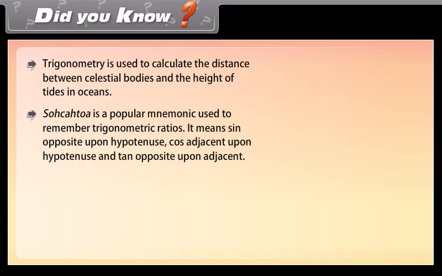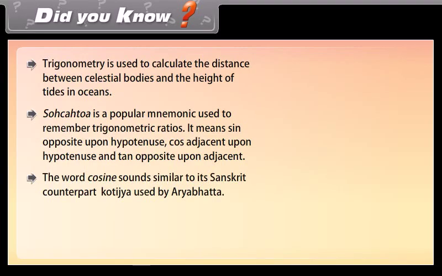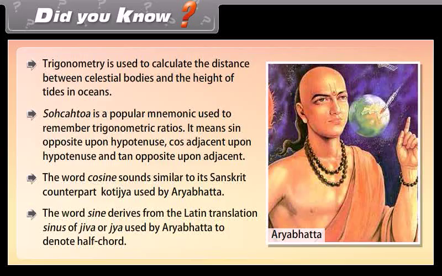Is a popular mnemonic used to remember trigonometric ratios. It means sine opposite upon hypotenuse, cos adjacent upon hypotenuse, and tan opposite upon adjacent. The word cosine sounds similar to its Sanskrit counterpart, kotijya, used by Aryabhatta. The word sine derives from the Latin translation sinus of jiva or jya, used by Aryabhatta to denote half-chord.